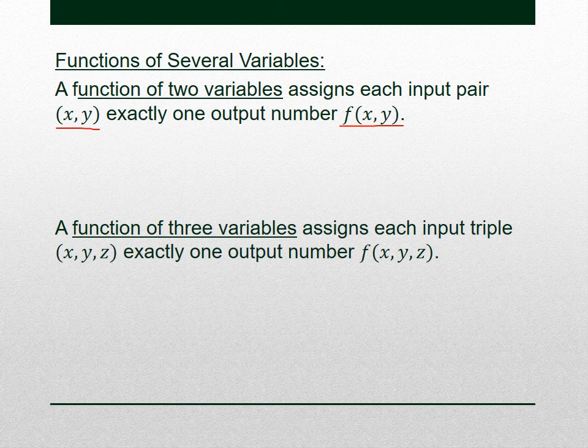A function of three variables would do something similar. This time you'd have to input not just x and y, but a triple. You need three pieces of information for that input, and here that would be something like x, y, z. And that's still going to output exactly one number that depends on x, y, and z, right? Whatever you input, the output is just a single number, but the input here would be a triple. There are also functions of 4 variables or 7 variables, where you could input a bunch of different things, but we'll stop at just the 2 and 3.